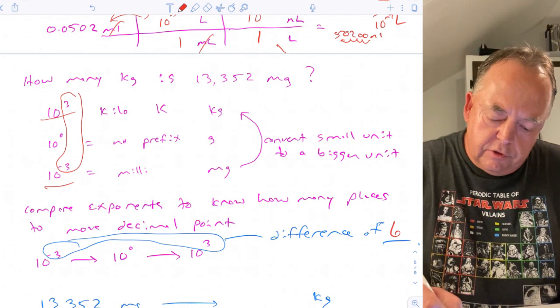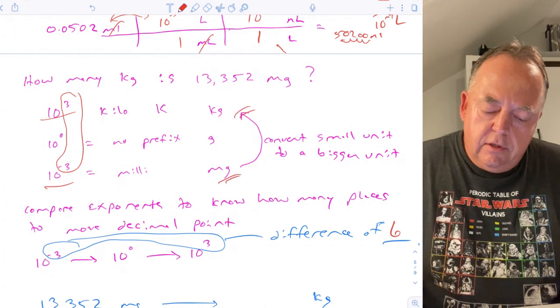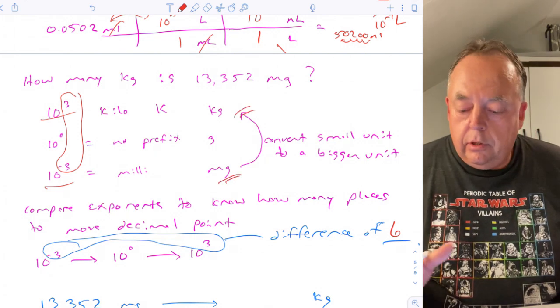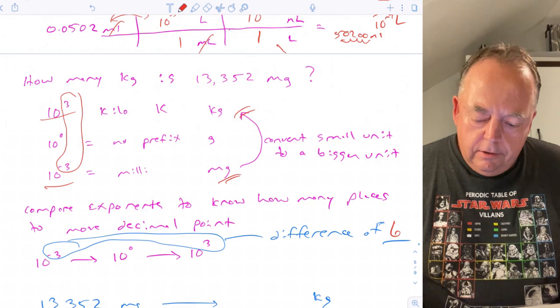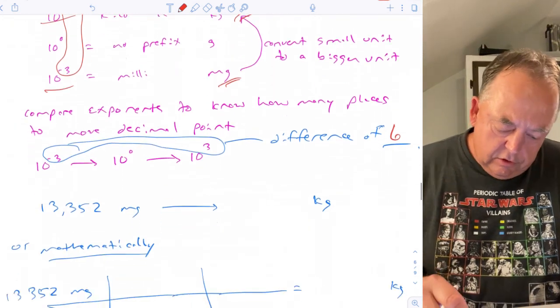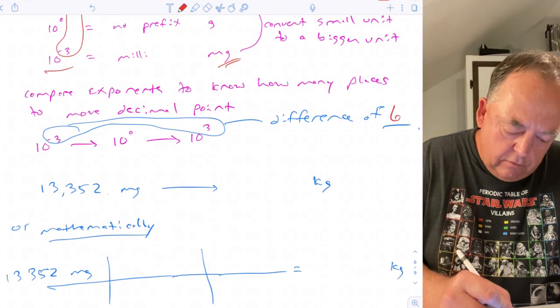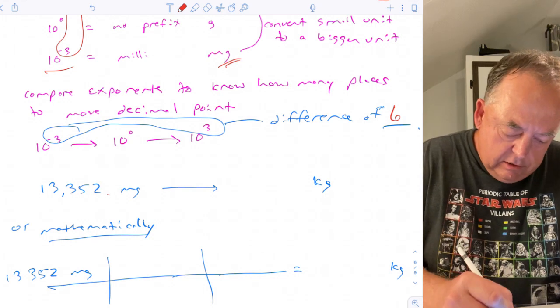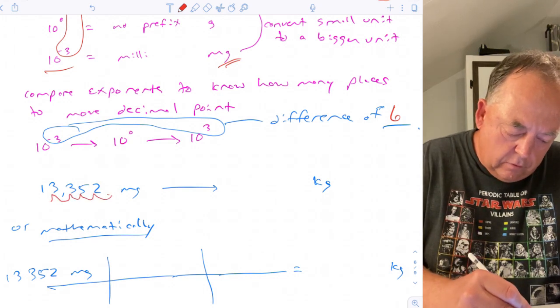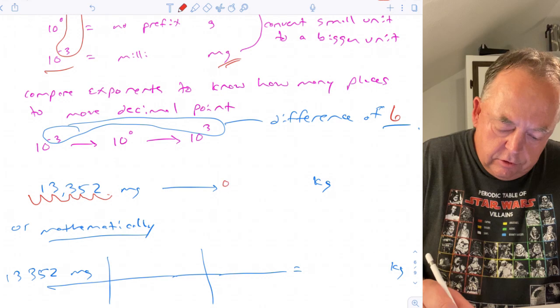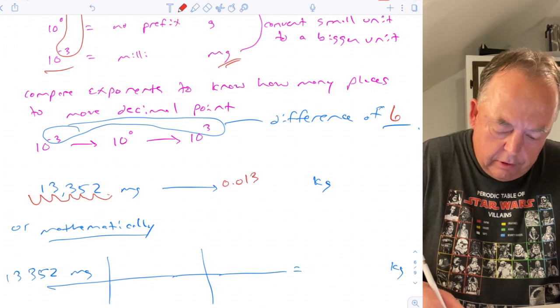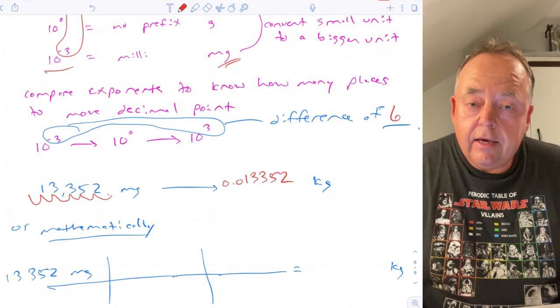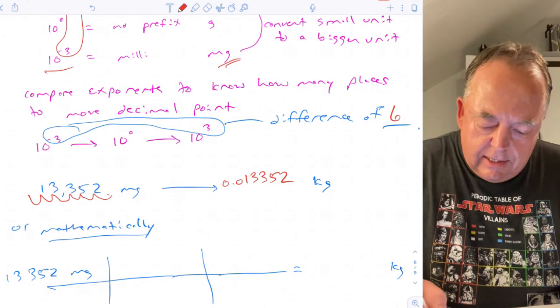We're going from a small unit to a big unit, so the decimal point has to go to the left so that the number gets smaller. We'll move it 6 places, so the decimal point is there. So 1, 2, 3, 4, 5, and then 1 0, so 0.0133352 kilograms.